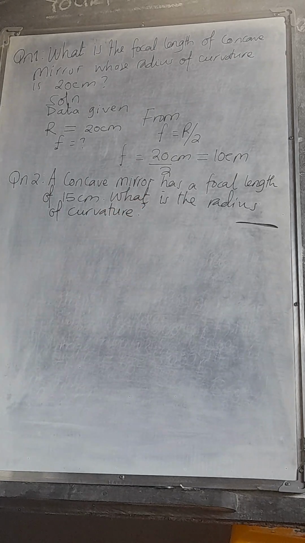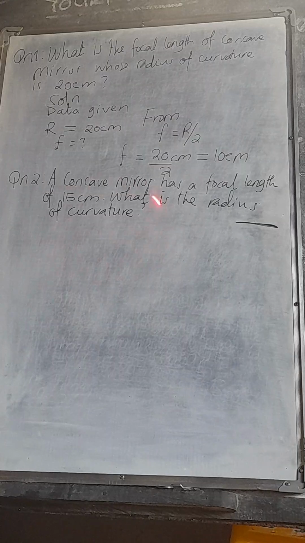So that is your turn now. Try. I give you almost 30 seconds to come out with the important answers based on question number 2. You're told that a concave mirror has a focal length of 15 centimeter. What is the radius of curvature?